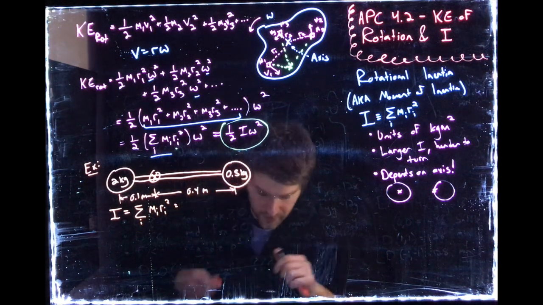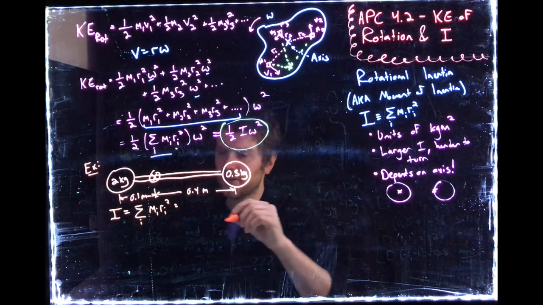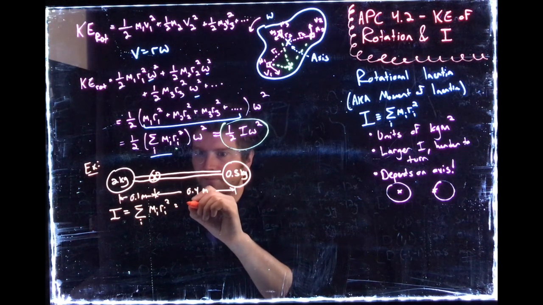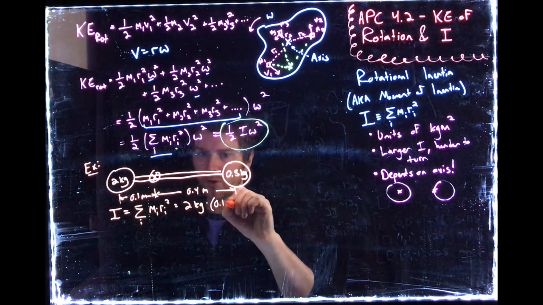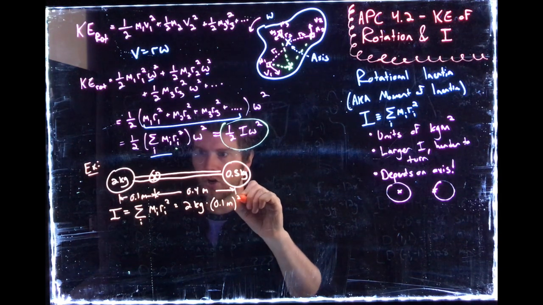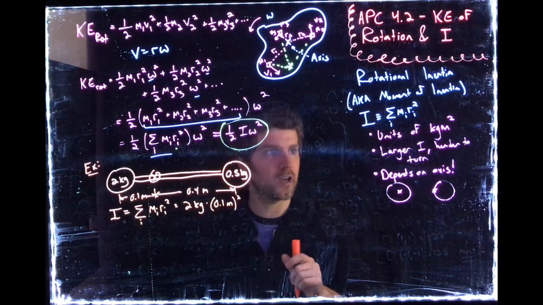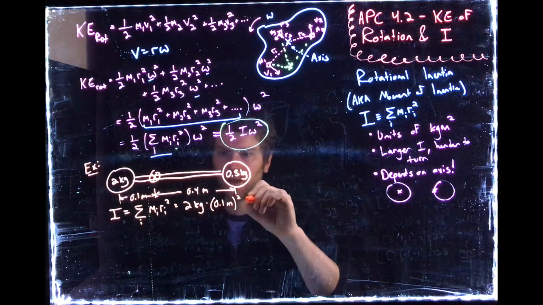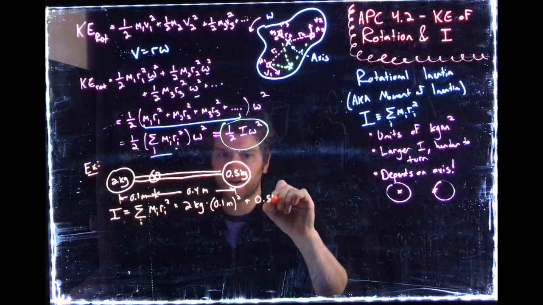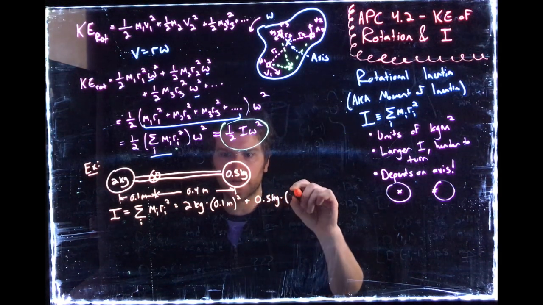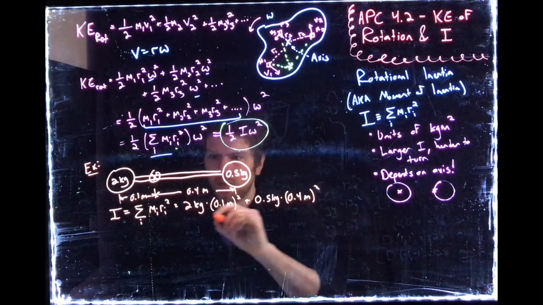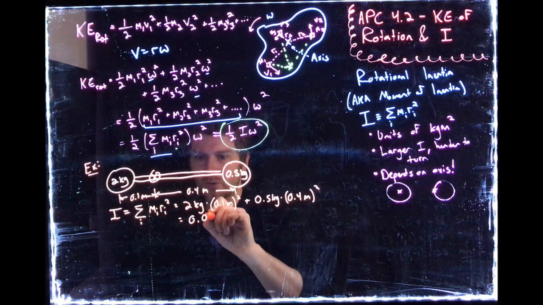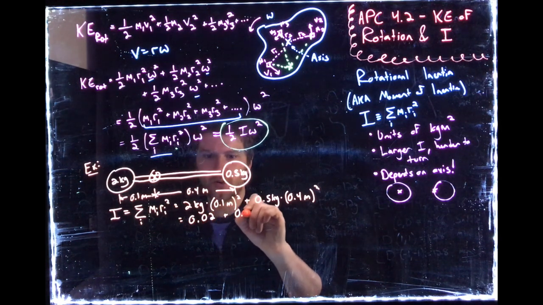In this case, we only have two objects. We have a 2 kilogram mass, and its radius is 0.1 meters away from the axis. All of these radii are always measured to the axis, plus 0.5 kilograms times 0.4 meters squared. In this case, this will give us 0.02, and this will give us 0.08.